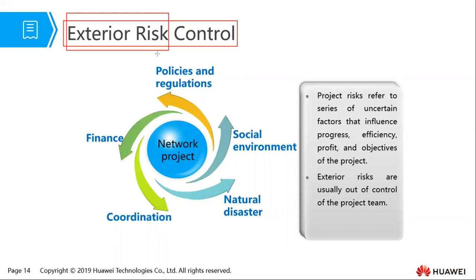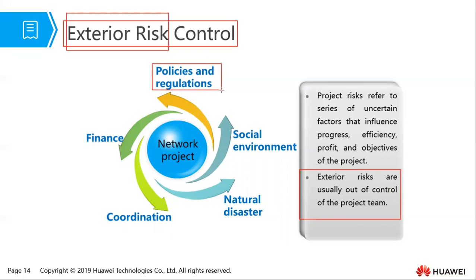Otherwise, if we don't do that, then any of this risk occurring can actually lead to the failure of our project. Some of the exterior risks, why we call them exterior, is because exterior risks are usually out of control of the project team. So you don't have a lot of control over this. Project risks refer to a series of uncertain factors that influence the progress, efficiency, profit, and objective of the project.